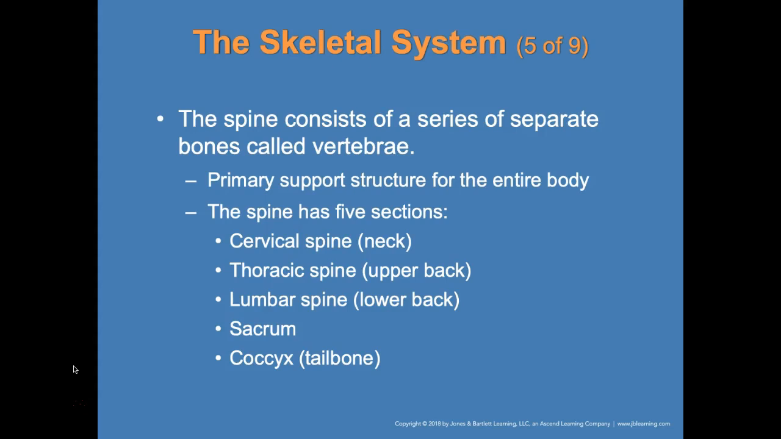Our spine is going to consist of a series of separate bones. They're called vertebrae, if we remember. The primary support structure for the entire body. This is where everything's kind of attached that helps hold our body up. Spine has 5 sections. We need to know these sections. We need to know the order that they go in, starting from the neck down to the tailbone. We've got our cervical spine, the thoracic spine, our lumbar, our sacrum, and our coccyx.